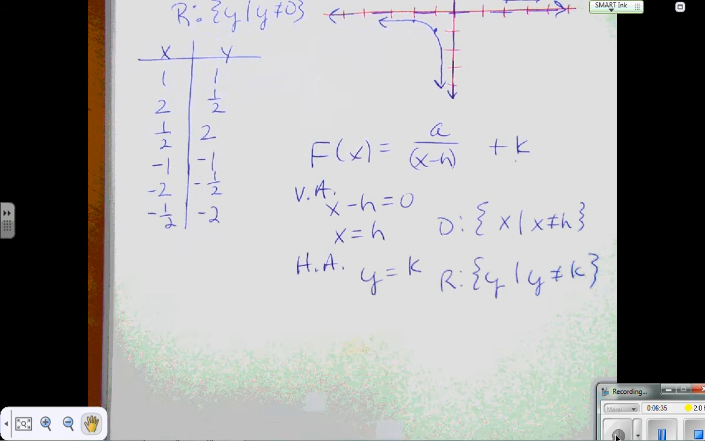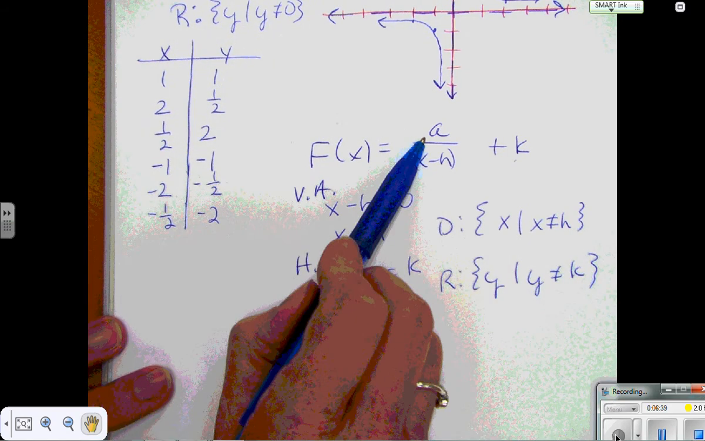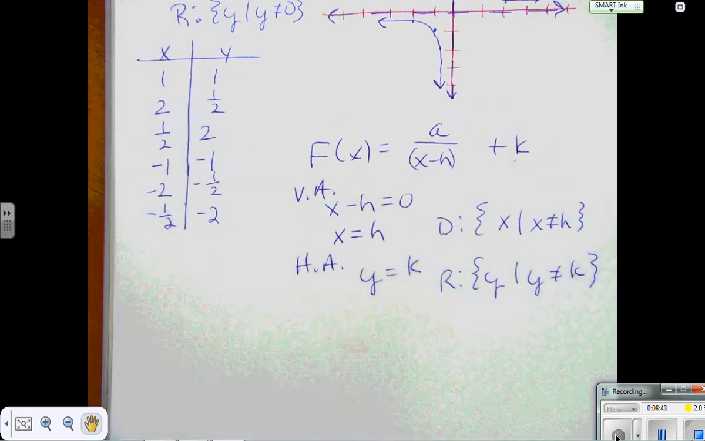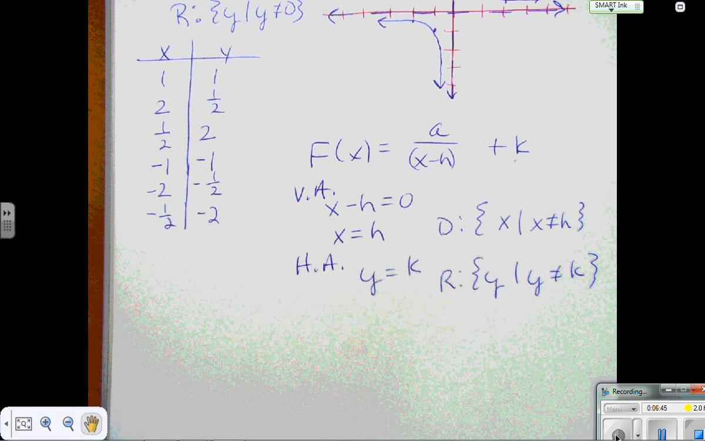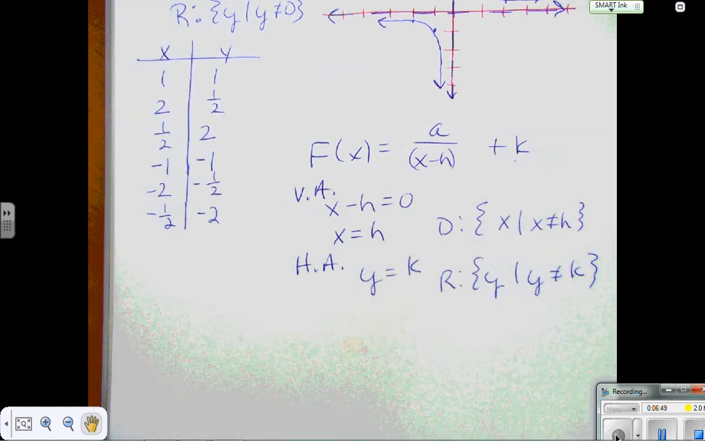Okay, so let's look at the bottom of the page. Oh, and one more thing I forgot to mention. This a affects how wide it is or how narrow it is. Okay, that's all it really does. It doesn't affect where the asymptotes are shifted. Okay, just the shape of the graph.